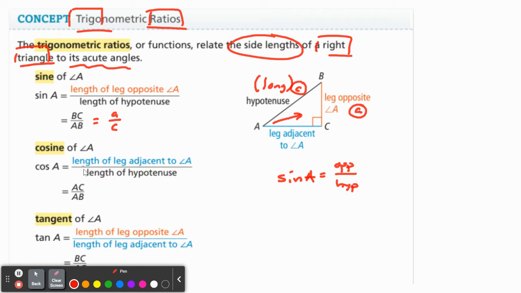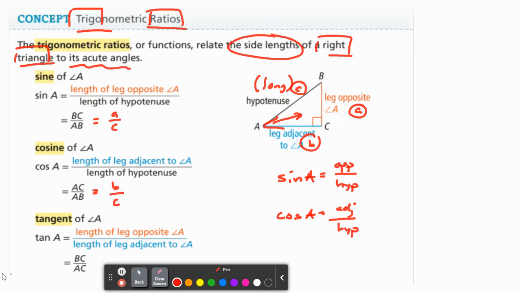Okay, cosine of A. Cosine is defined as the length of the adjacent side. The adjacent side helps make the angle. So angle A is made up of the adjacent leg and the hypotenuse. If you think about how the adjacent helps make the angle, that would be helpful. So that would be AC. It would also be side B, because it's opposite of the angle B. So it would be lowercase b over the hypotenuse, and that does not change, so that's C. As a way to remember it, cosine is equal to adjacent over hypotenuse.